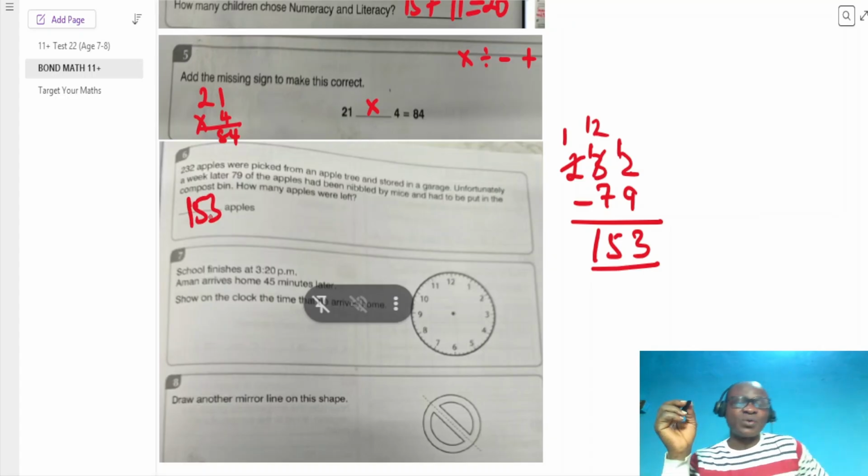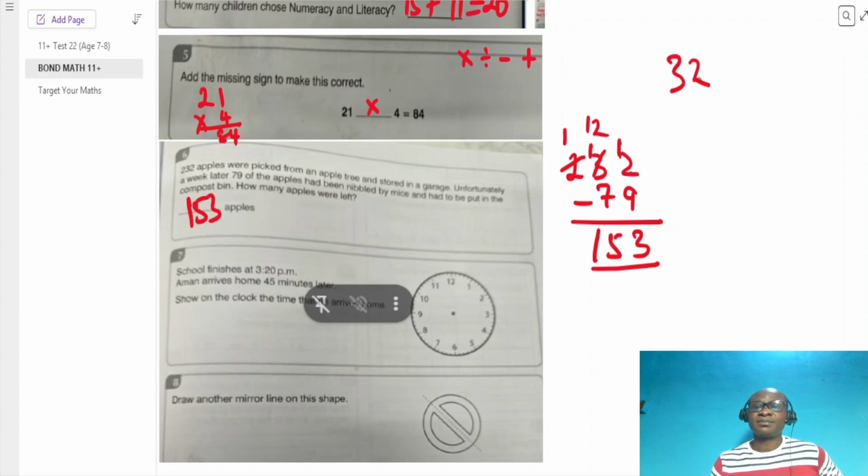Can you read? School finished at 3:20 p.m. A man arrives home 45 minutes later. Show on the clock the time that he arrived home. Okay. The time that he arrived home, isn't it? Yes. So what am I going to do? Tell me what I will do. Hurry up. You have to draw.